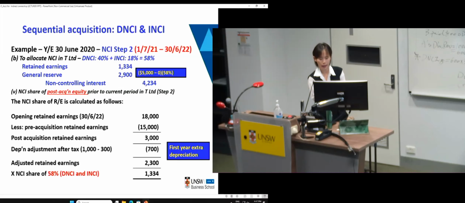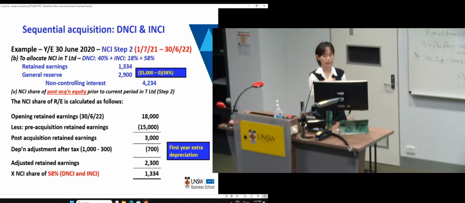Okay. So 58% times 2,300, you get 1,334. Debit retained earnings, credit NCI. In addition to that, we find the changes in general reserve, right? The general reserve increased by 5,000, therefore NCI receives a share of that. So you have debit general reserve, credit NCI. So the total of NCI on the credit adjustment will be 4,234.